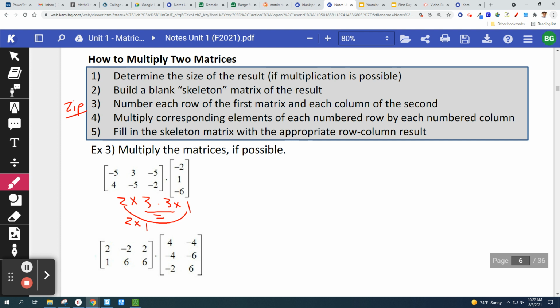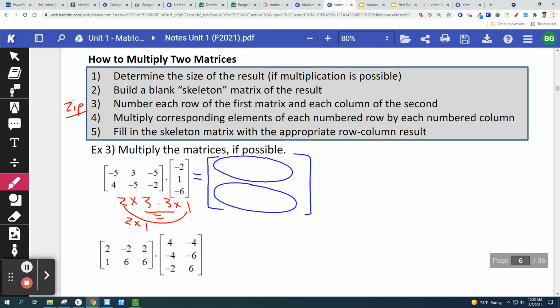So I think this is important: build a blank skeleton matrix. I think people that do this are more likely to get it right. People that say, I don't need to do this, and skip it are more likely to get it wrong, because it is kind of confusing how to get these answers. So I know my answer is 2 by 1. What I'm going to do over here is make a space, and a space. Those are not numbers or anything. That's just a blank space for me to fill in numbers for a 2 by 1 matrix. Do you see how that's going? When I put numbers there, it's going to be a 2 by 1.